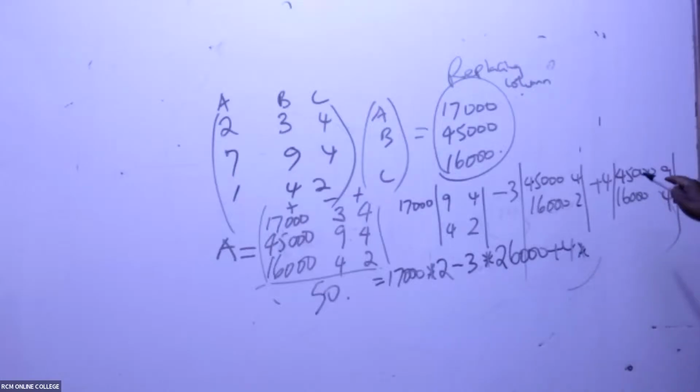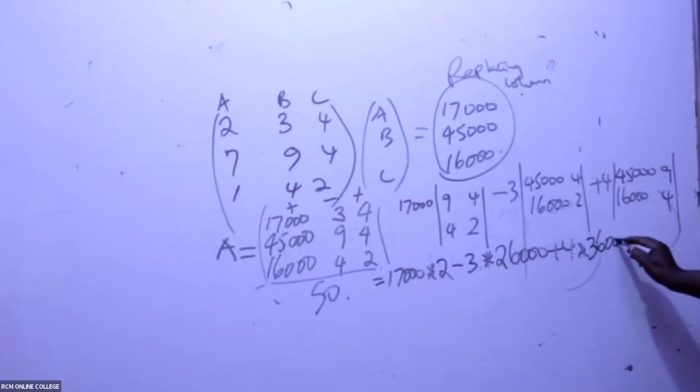into, in this case here, we have this times 4 minus 16,000 times 9. 45,000 times 4 minus 16,000 times 9. What figure do we have there? I'm being given a figure of 26,000 or 36,000. I'm waiting to get from someone else. Valentine, 36,000. Thank you so much.